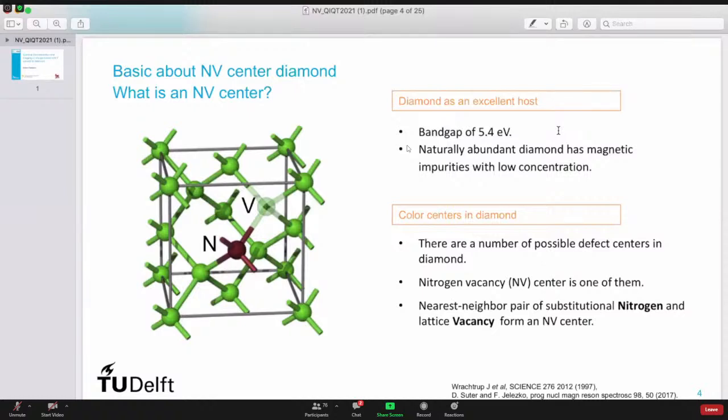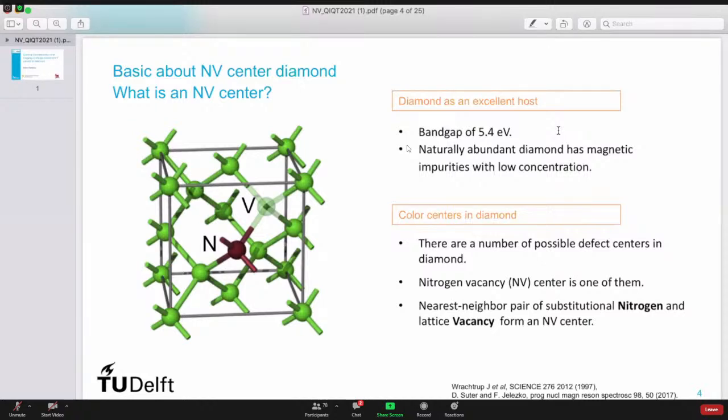Now, there are many possible color centers in diamond. The NV center is one of them, but there are some other defect centers possible, like the group 4 elements, which can also create defect centers in diamond. For example, silicon vacancy, germanium, tin and lead vacancies, which have also got a great deal of attention recently. But so far, NV centers are the ones which have been exploited mostly in terms of applications in quantum information processing, quantum sensing, quantum communication, and so on.